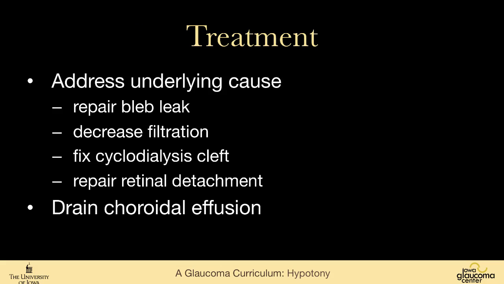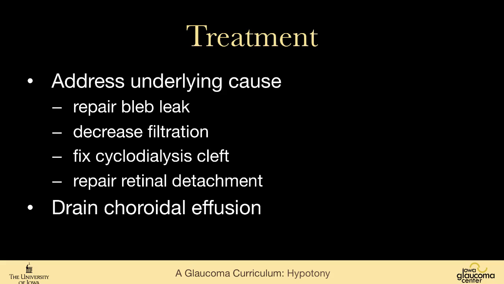Treating the hypotony is beyond the scope, I think, of this introductory curriculum. If one has a bleb leak, then that needs to be repaired. That is easier said than done. In fact, all of these things are easier said than done. One can do that by a number of mechanisms, including excision of the bleb and advancement of conjunctiva.